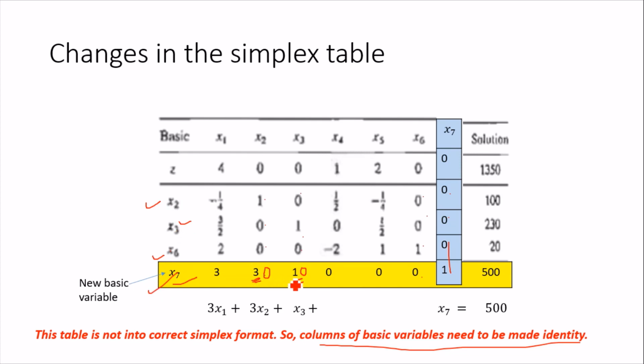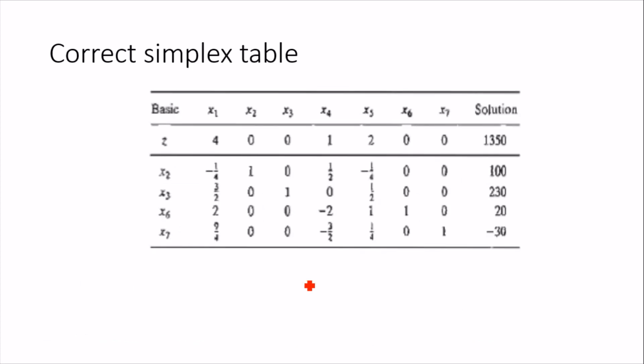This 3 needs to be made 0 and this 1 needs to be made 0. And we are already familiar with row operations, how to make these two zeros. So doing that, you will get your new table. So this is the correct simplex table. Now this table is in correct simplex format. And now you think about what has happened.